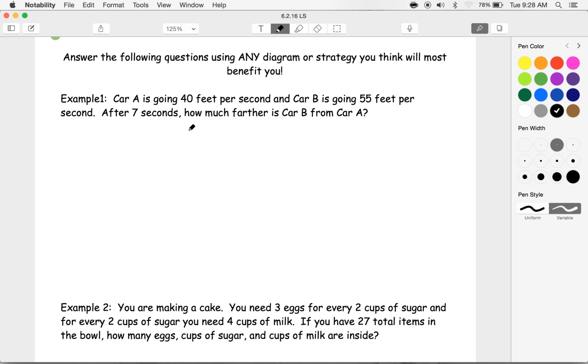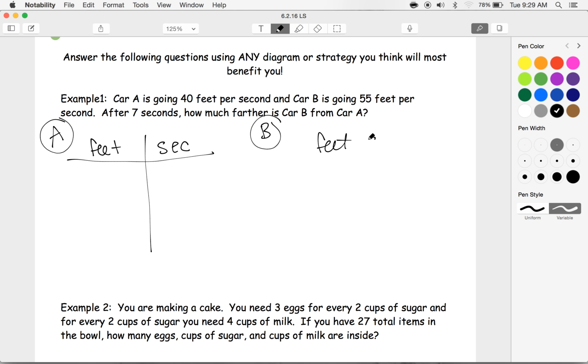So I can say this is per second. Maybe over here I'm going to do a chart for car A. So I'm going to have feet and seconds. This is for car A. I'm going to do the same thing for car B. Feet, seconds. And so for car A, it's going to be 40 for every 1 second. And car B, it's 55 for every 1 second.